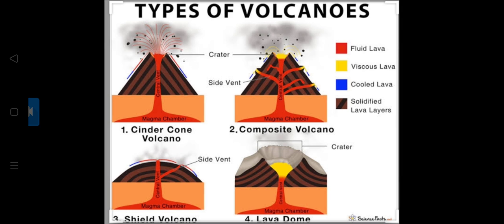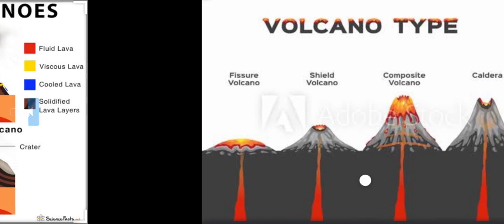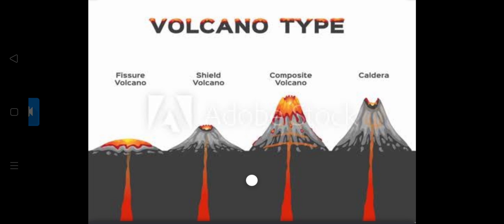Here we can see there is a figure which I have given you all, a picture which shows the different types of volcanoes. Look how a cinder cone volcano is different from a composite volcano and what kind of lava flows out from each kind of these volcanoes. Shield volcano, lava domes. How each one of them has different characteristics. Look at the volcano types.